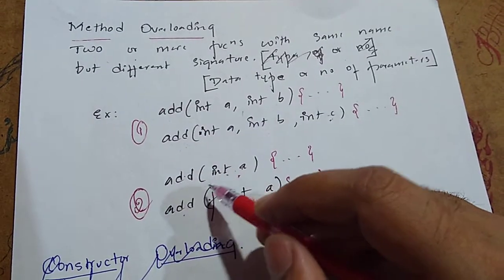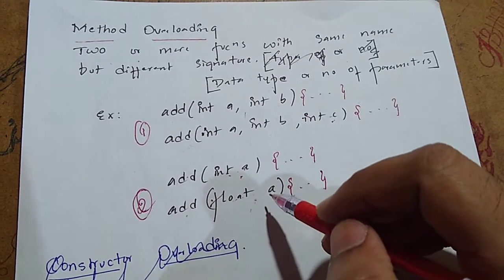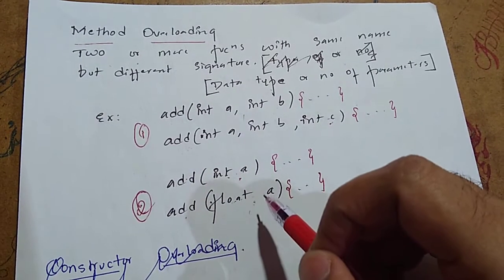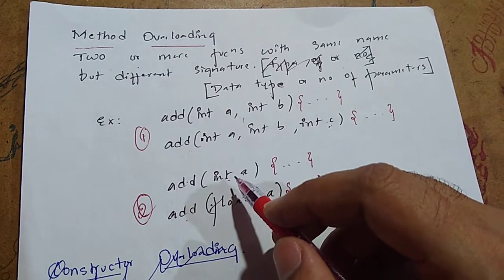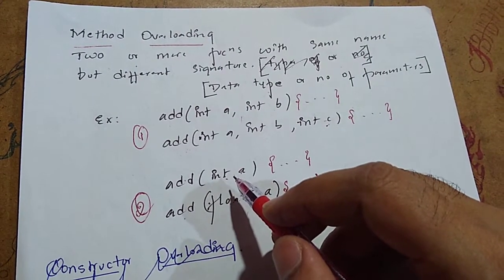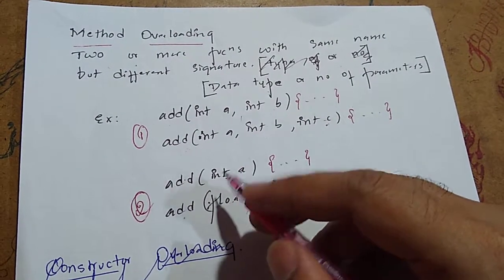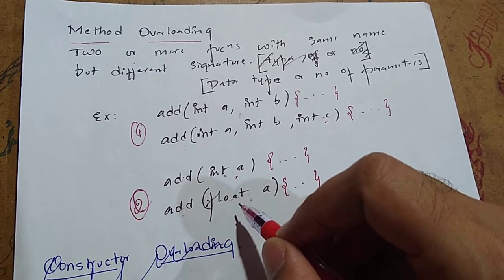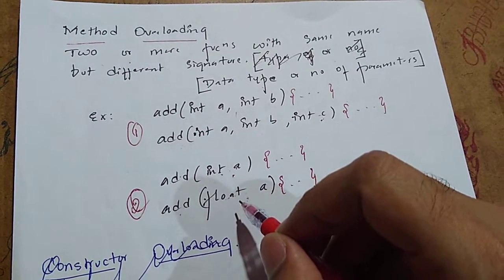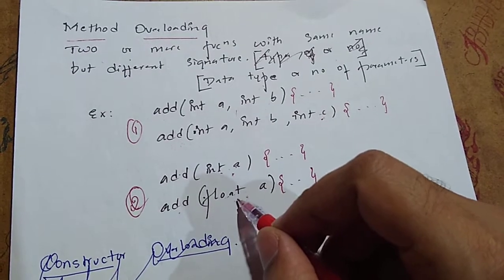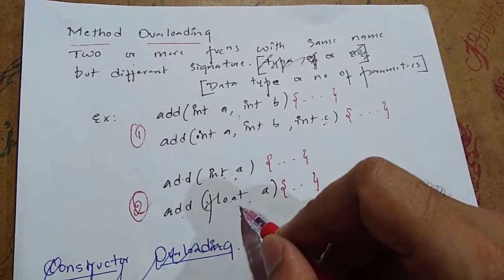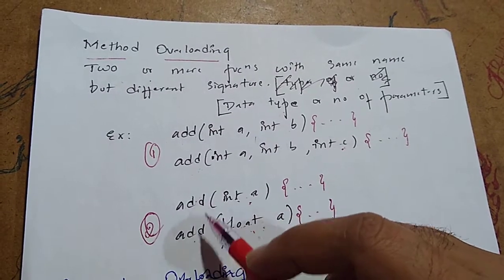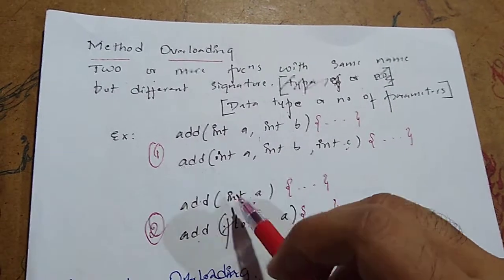Consider one more example, add with int a and add with float a. Now here the data type is different. If you call the add function with one parameter of integer type, this will be executed. If you send one parameter with a floating point value, this will be executed. In this way, your compiler is going to differentiate two functions, even though they have the same name. We call this method overloading.